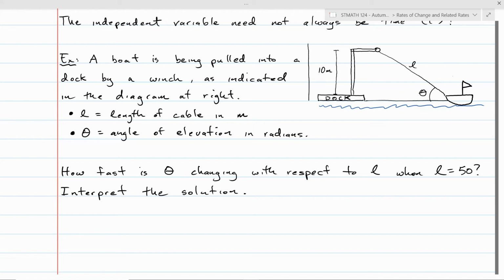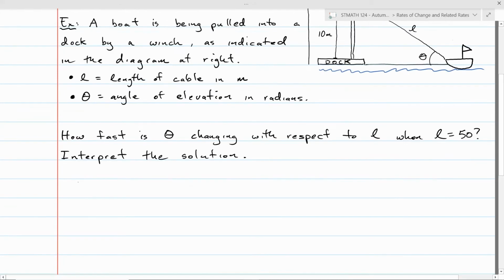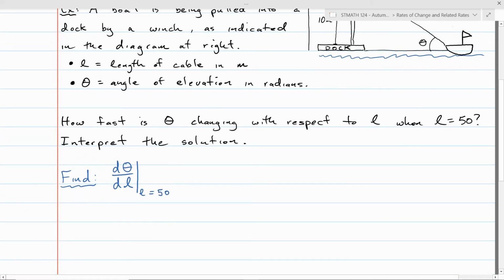I want to know, how fast is that angle theta changing with respect to the length of the rope? What would that mean? So what we're really being asked to find here is, how fast is theta changing with respect to L? In other words, how fast is theta changing with respect to length, and then at the moment when L is equal to 50. Symbolically, that's what we're being asked to find.